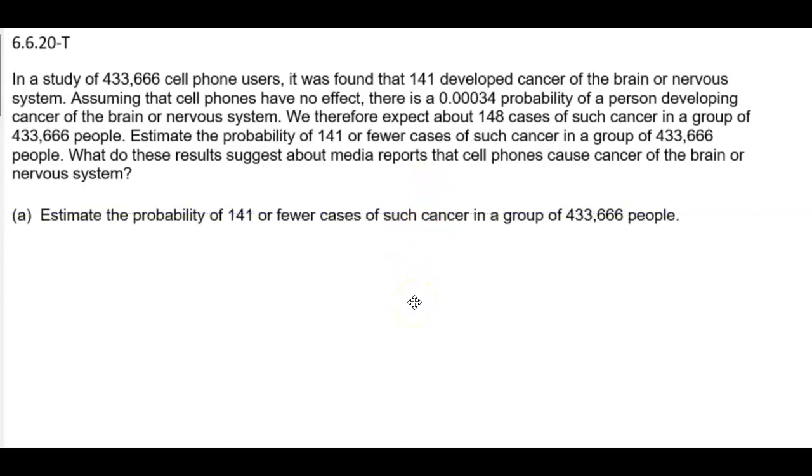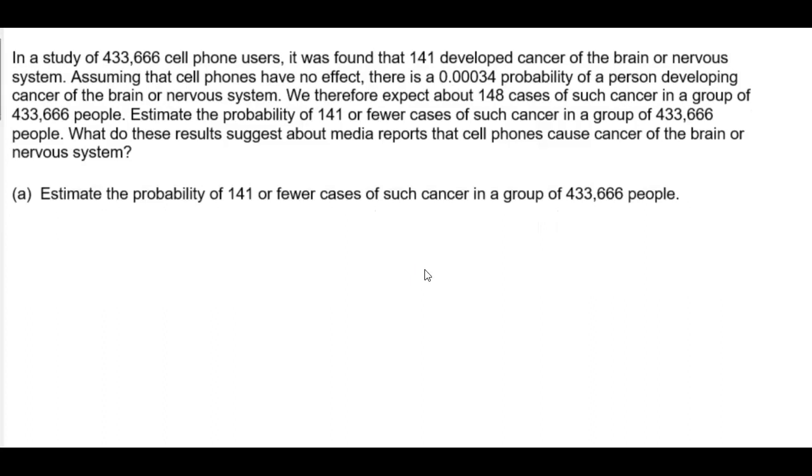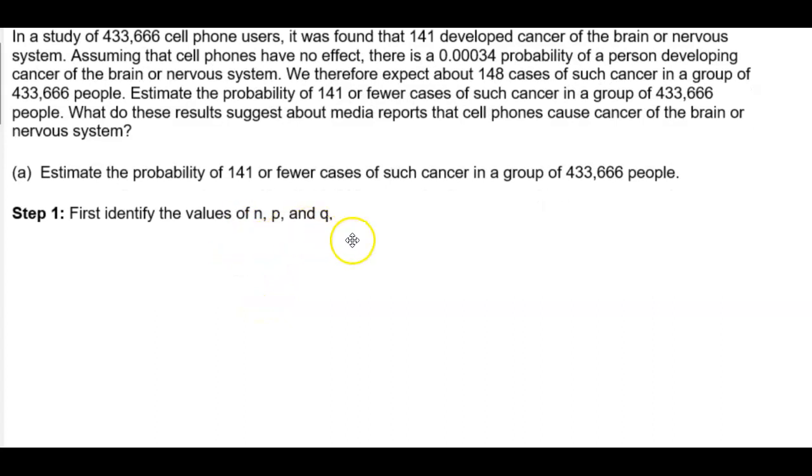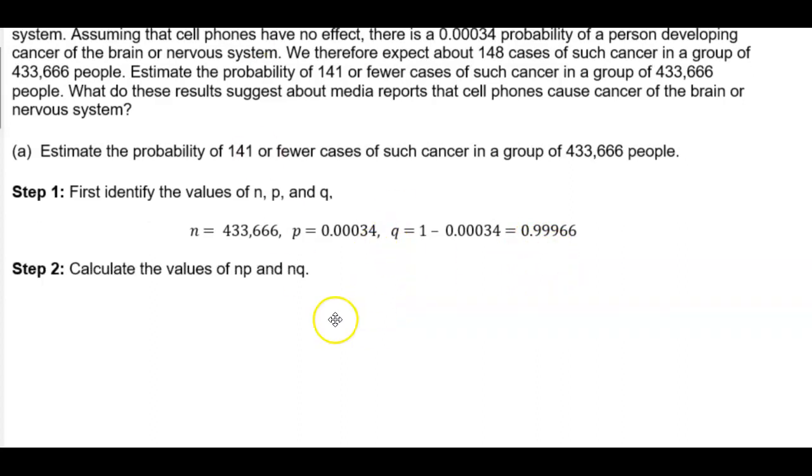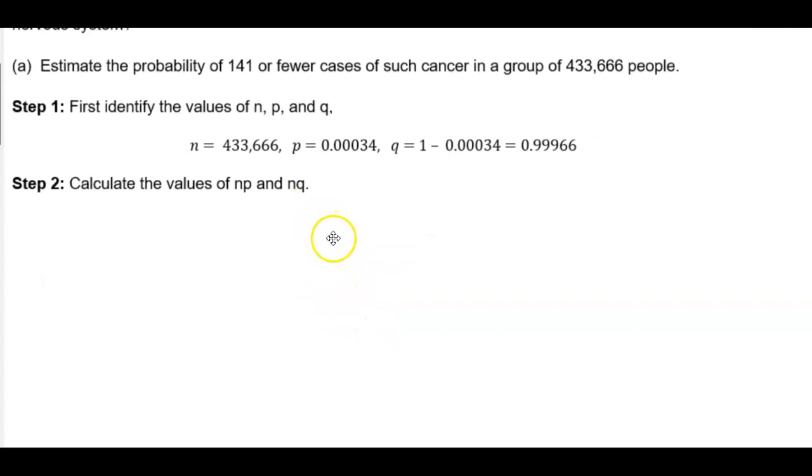So in part A, we want to estimate the probability of 141 or fewer cases of such cancer in a group of 433,666 people. So the first thing we want to do is identify the values of N, P, and Q. The sample size N is 433,666. The probability P is equal to 0.00034, and Q is the complement of P, so 1 minus 0.00034 is equal to 0.99966.